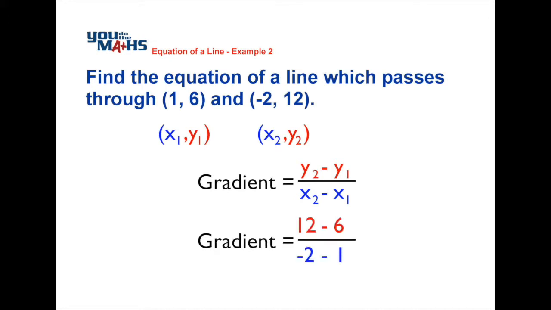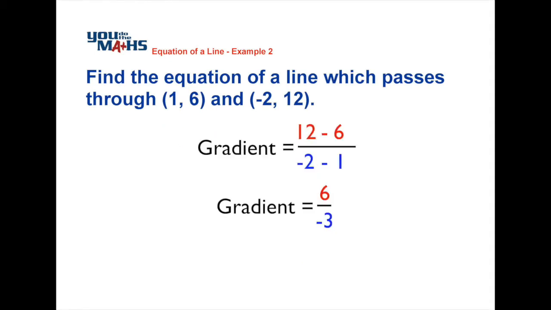When we do that, we put 12 where y2 is in the formula, and y1 is 6, so 12 minus 6 on the top line, and negative 2 take 1 on the bottom line, representing the x2 and the x1. 12 take 6 on the top line gives us 6, and negative 2 take 1 gives us negative 3 on the bottom line. So our gradient is 6 divided by negative 3, and that comes to negative 2. So the gradient for the line we now know is negative 2.